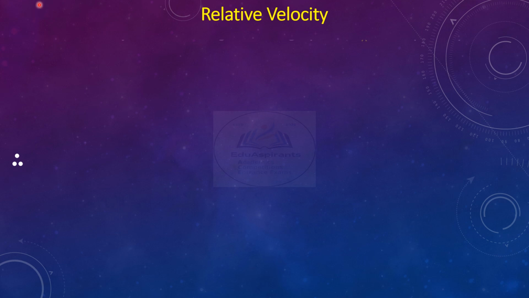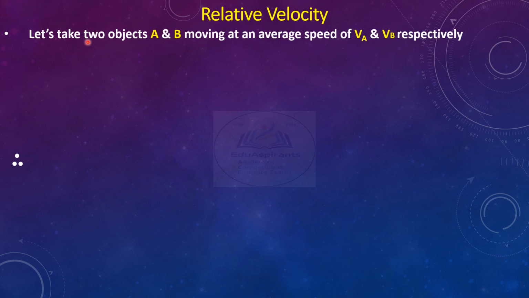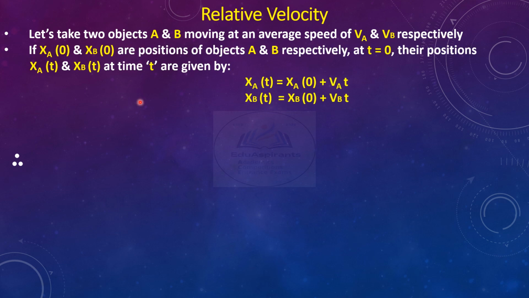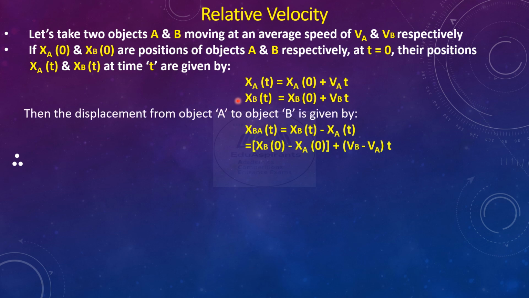Relative velocity. Let's take two objects A and B moving at an average speed of vA and vB respectively. If xA(0) and xB(0) are positions of objects A and B respectively at t equals 0, their positions xA(t) and xB(t) at time t are given by xA(t) = xA(0) + vA t and xB(t) = xB(0) + vB t.